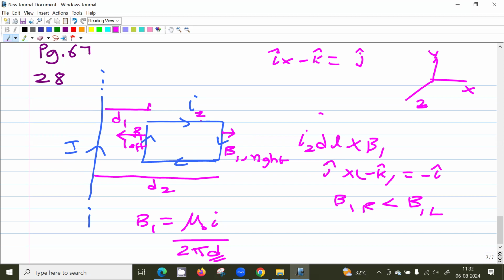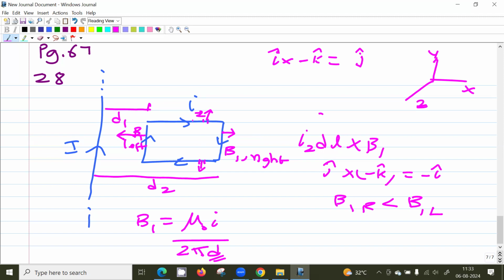And these two forces will be equal, because the force here and the force here, one is upwards and one is downwards, and both are of equal magnitude, because both these elements are the same distance from this straight wire. So they have the same magnitude and the same current. So these two forces are equal and they'll cancel.